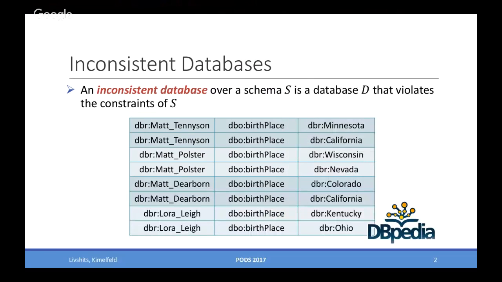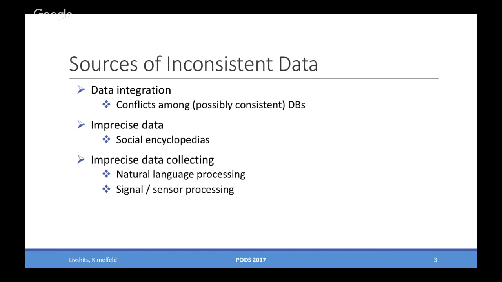So we're talking about inconsistent databases, where an inconsistent database is a database that violates some of the constraints assumed to hold. What you see here is real data taken from DBpedia, a project that extracts structured data from Wikipedia. This data is inconsistent because every person in this table has two different birthplaces, which is obviously not possible. Inconsistency may arise in many situations, for example, when we're integrating data from different data sources, or if the data we're using is imprecise, or if our data collecting process is imprecise, and so on.